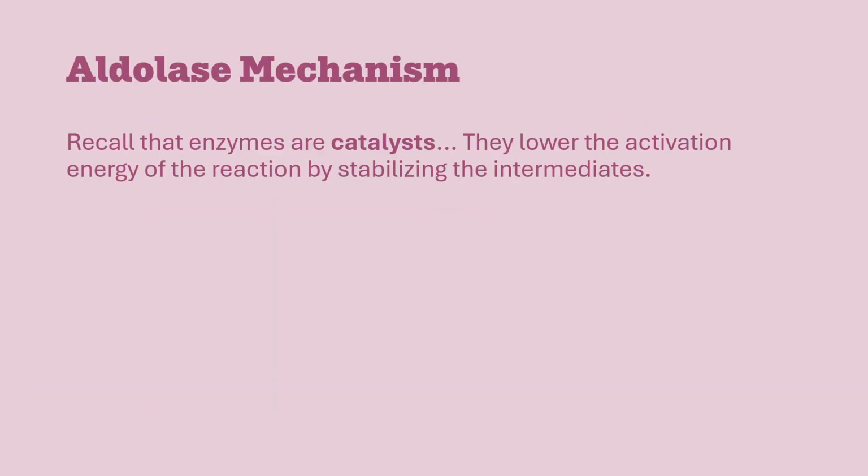Now let's get into the main discussion for today, the mechanism of how this enzyme works. Recall that enzymes are catalysts. They lower the activation energy of a reaction by stabilizing the intermediates. In this case, cutting up fructose 1,6-bisphosphate into two products by carbon-carbon bond cleavage results in an unstable intermediate. So the enzyme must act to stabilize this intermediate in particular.